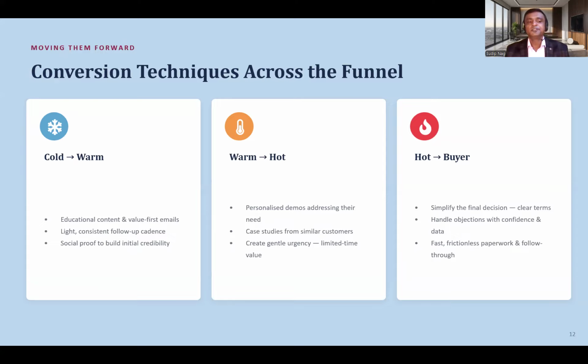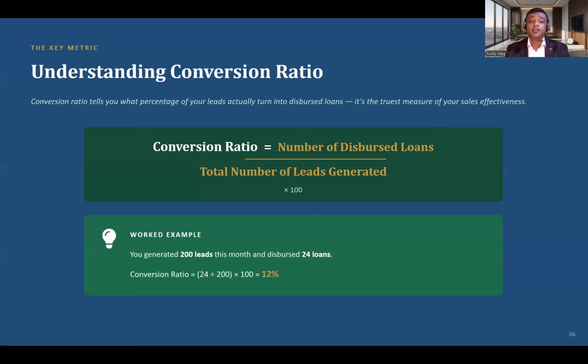So cold to warm is educational content and value. This is the cold still: light, consistent follow-up, social proof, etc. Then it becomes warm: personalized demos addressing the needs, case studies from similar customers, create urgency. And then hot leads: specify the final decision, handle objections with confidence, fast, frictionless paperwork, so that the lead is converted into a buy.